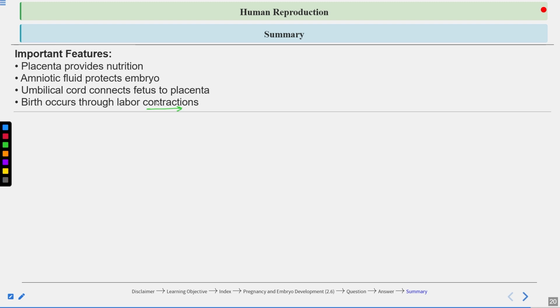And again, the hormone oxytocin induces contractions in the uterine wall. These contractions are very important for the expulsion of the baby. They push the baby out of the female body through the vagina, or you can say the birth canal.